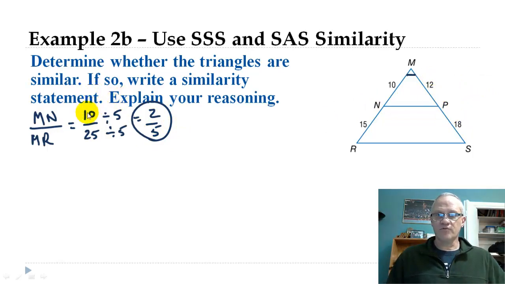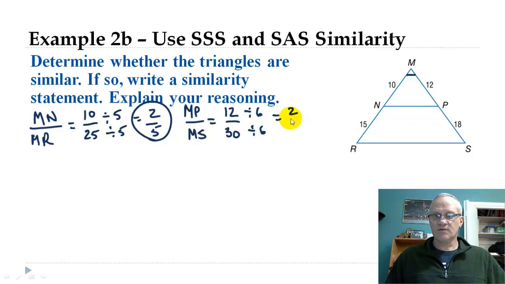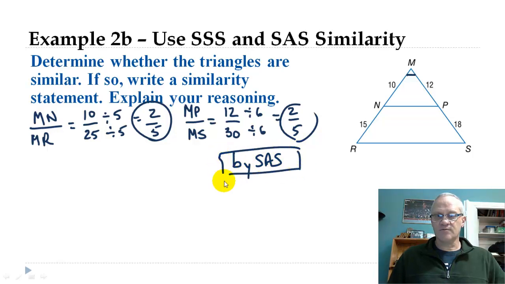All right, so we're going to look at MP, the ratio of MP, again the small side to the whole thing, MS, which is going to be 12 on top over 12 and 18, which is 30. Well, we can divide by 6 this time, and this is going to give us 2 over 5, or a ratio of 2 to 5. It's the same. So the ratio of the two sides were the same, and the angle in the middle was the same as well. And so in this case, we used side angle side.